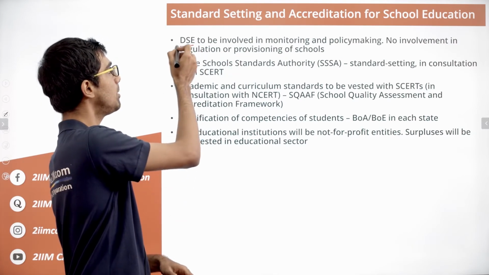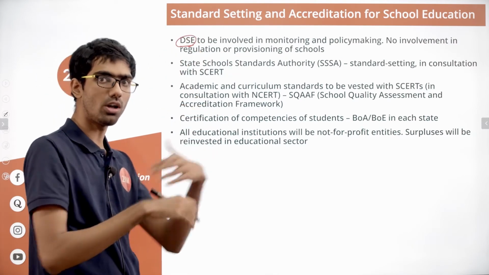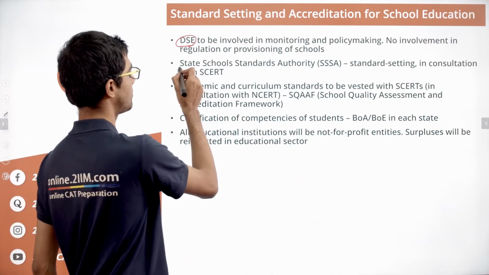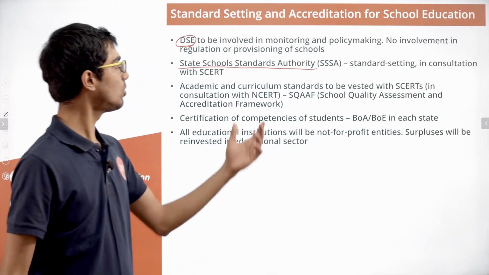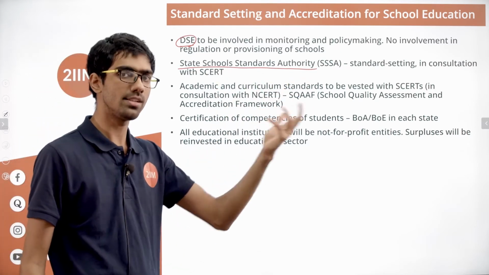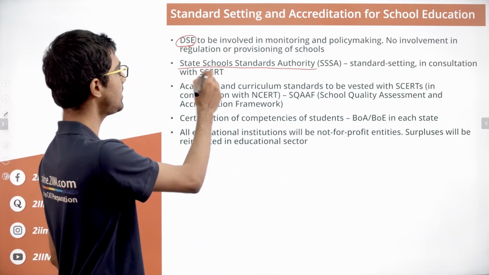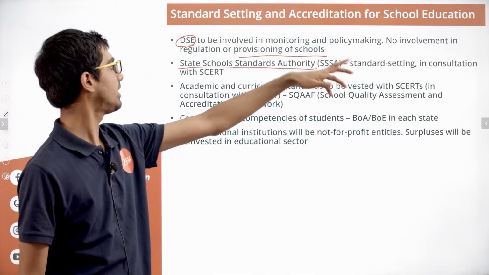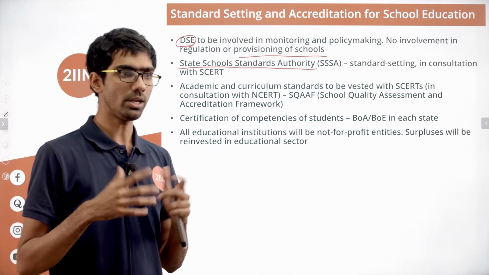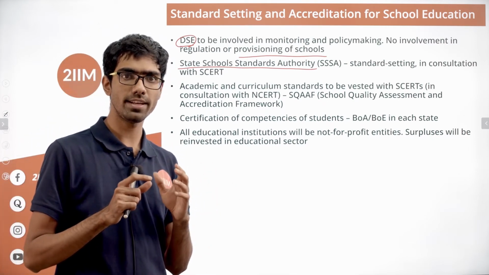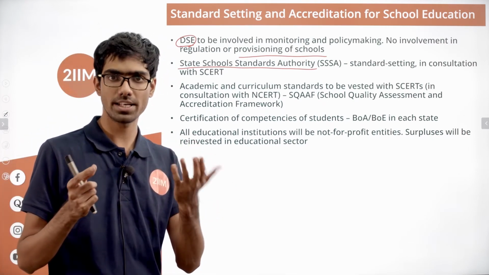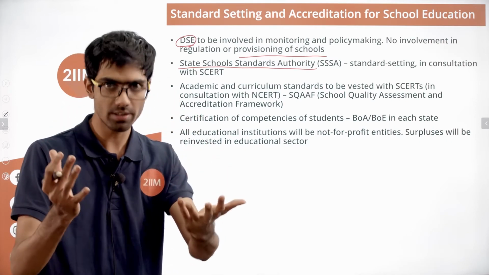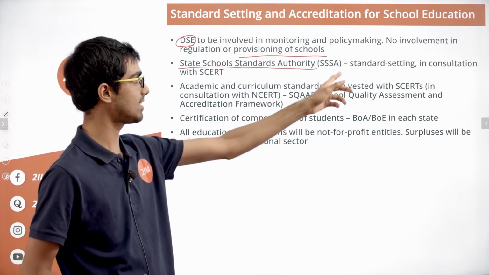But if these people who have been doing this function for so long are not going to do it anymore, who is going to do that? So that's where this comes in. State School Standards Authority, or SSSA, comes in place of DSC for this part. This part is going to be taken over by SSSA, standard setting in consultation with SCERT. So when you set up a school, what are going to be the necessary standards, for example accreditation standards, so that this school can be deemed fit or operational, etc. So that part will be taken by SSSA.